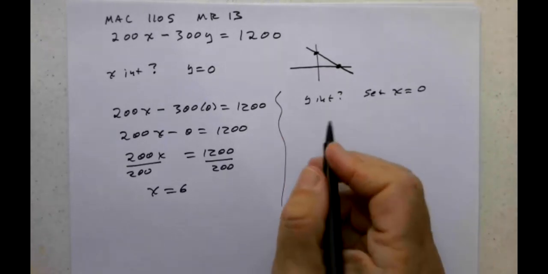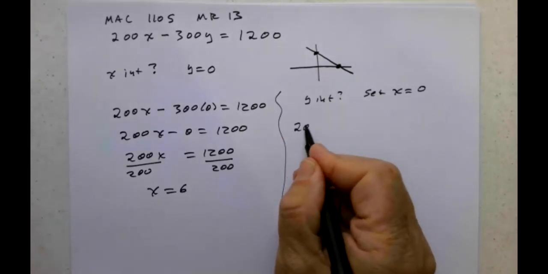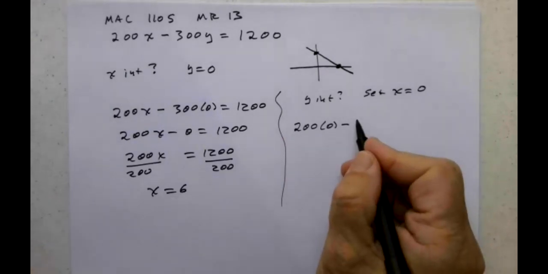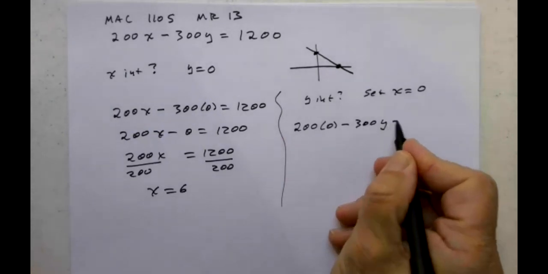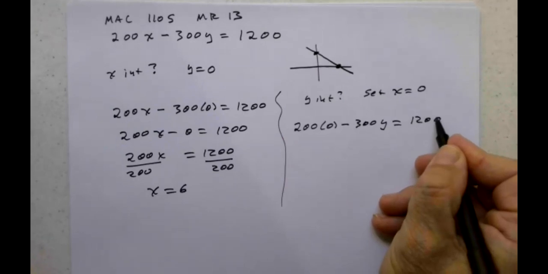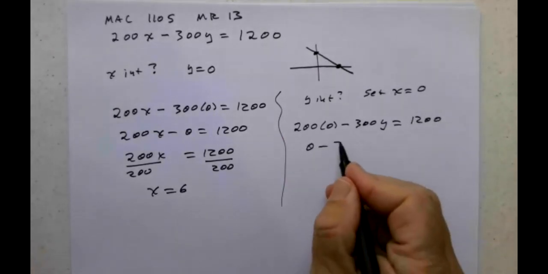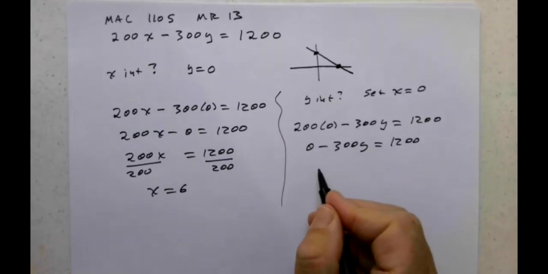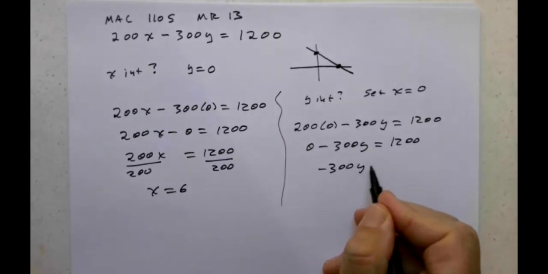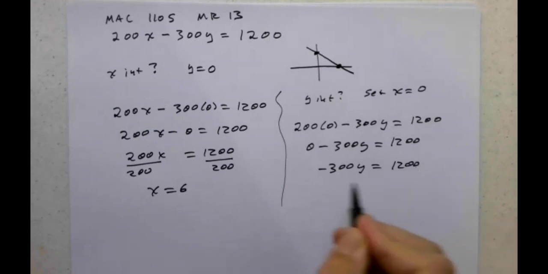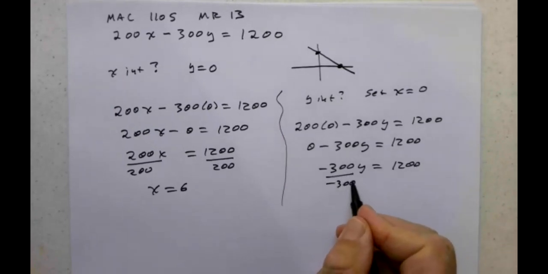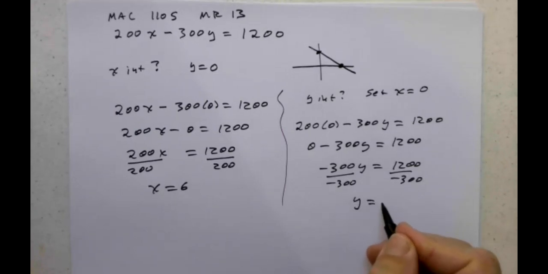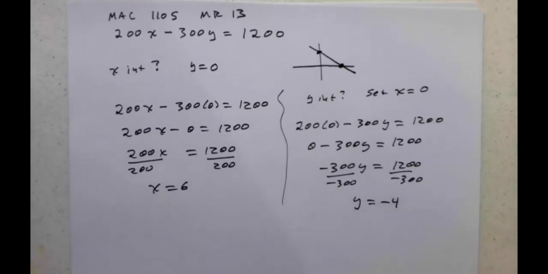So what we have here is 200x, so 200 times 0 minus 300y equals 1200. 0 minus 300y equals 1200. Negative 300y equals 1200. Divide by negative 300, and we get y is equal to negative 4.